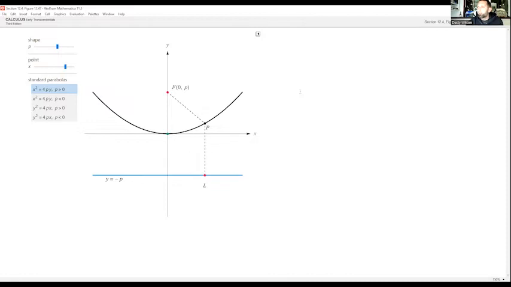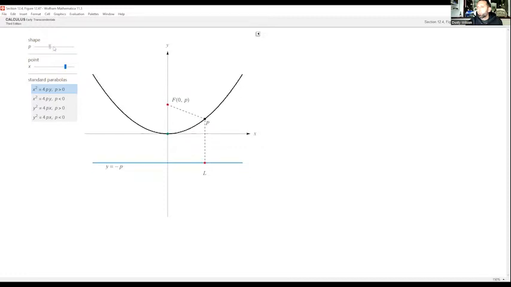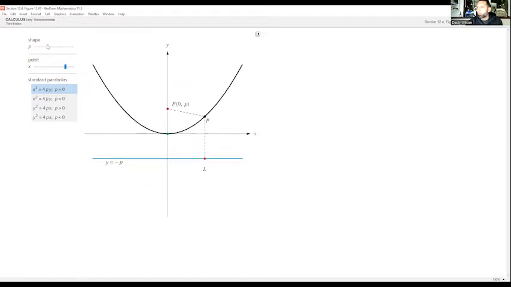So let's look at this parabola in an animation. So notice that we can change our shape, but in each one of these cases, we have that the distance from the focal point to the curve is the same as the distance from the curve to this line, the directrix. We could change to a different point. We're over here, but again, the distance from the focus to the point is the same as the distance from the point to the directrix.